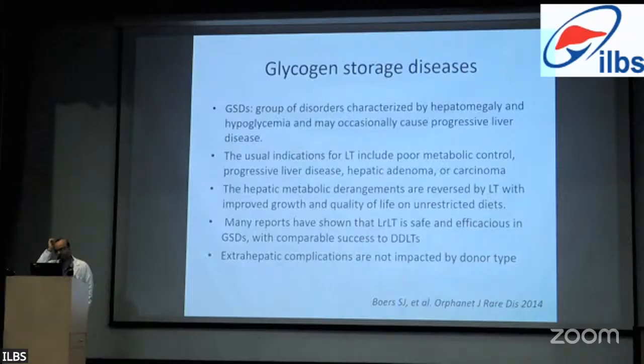Glycogen storage disease, it's a very complex phenomenon and a vast classification, but a group of disorders characterized by hepatomegaly, hypoglycemia, and occasionally progressive liver failure. Usual indications for liver transplant include poor metabolic control, progressive liver disease, hepatic adenoma, or carcinoma. The hepatic metabolic derangements are reversed by liver transplant with improved growth and quality of life on unrestricted diets. Many reports have shown that LDLT is safe and efficacious in glycogen storage disease with comparable results. Extrahepatic complications are not impacted by donor type, but there is a doubt how much of them revert.